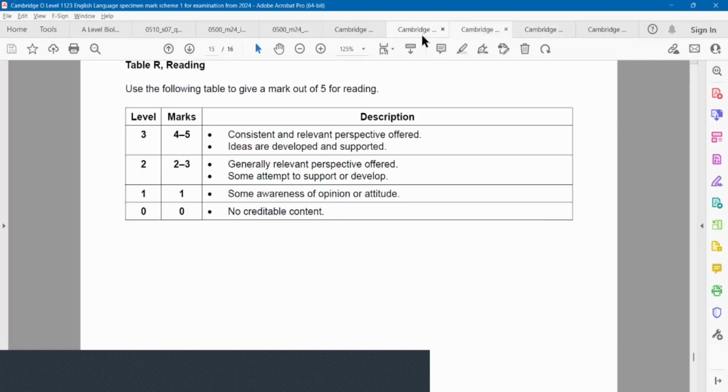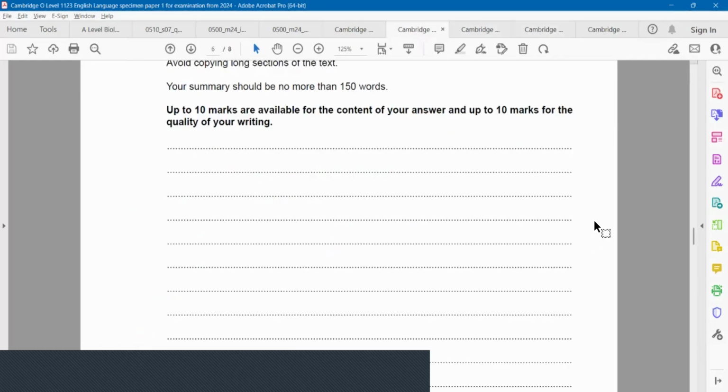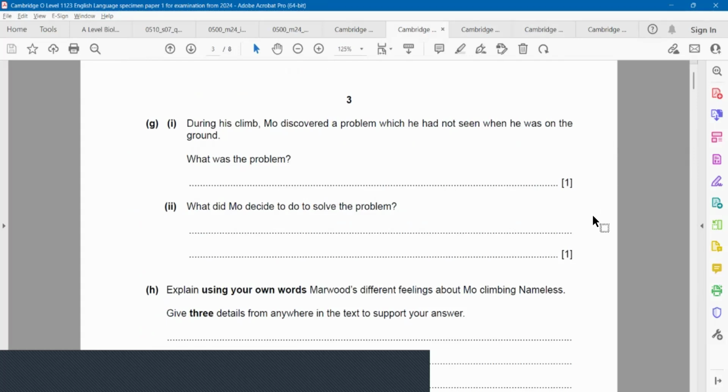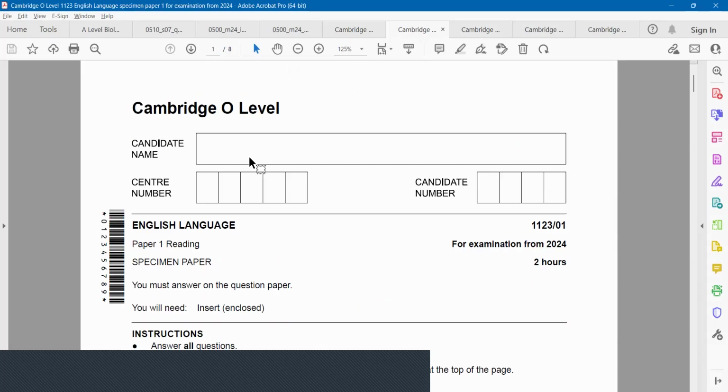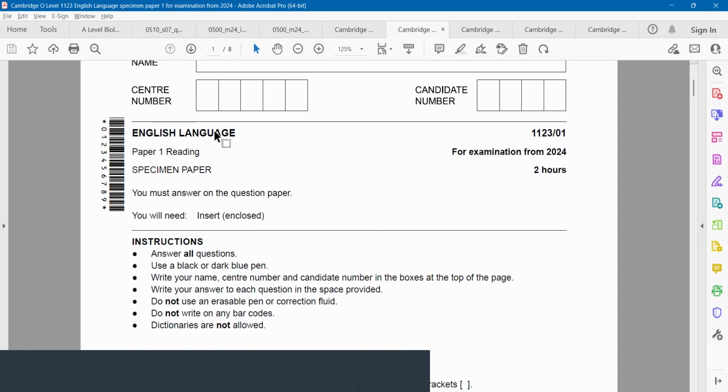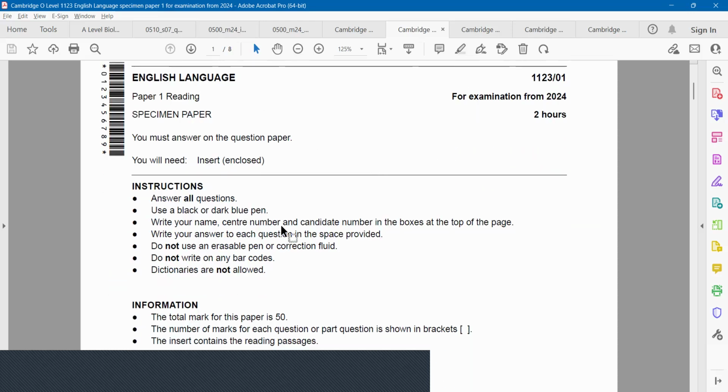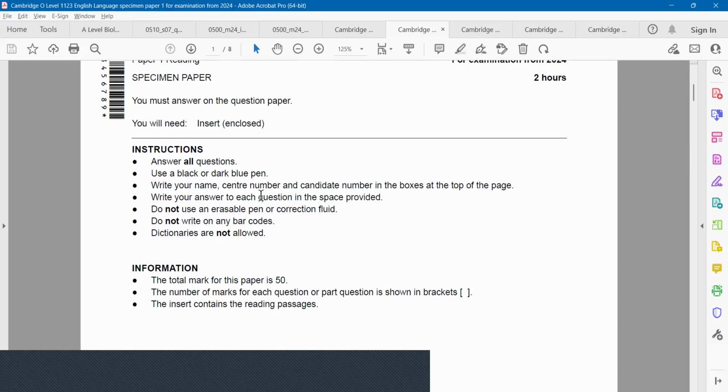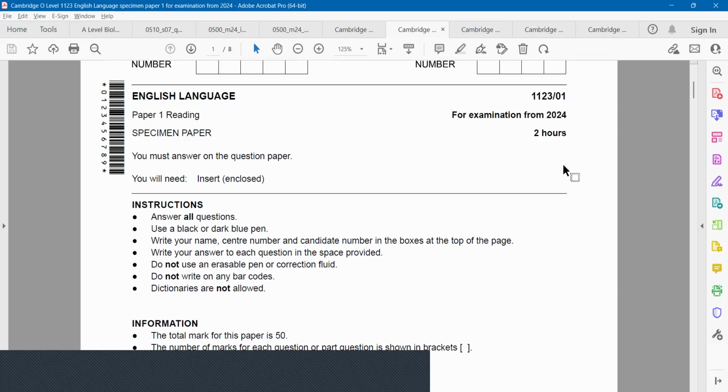Also, for your answer booklet, write your candidate name properly and clearly. For your center number, if you're not sure about it, ask the invigilator who's going to be there. Then your candidate number. Read all the instructions and do as you're told, because if you don't follow this, you're just putting yourself at risk. That's not something we want to do.